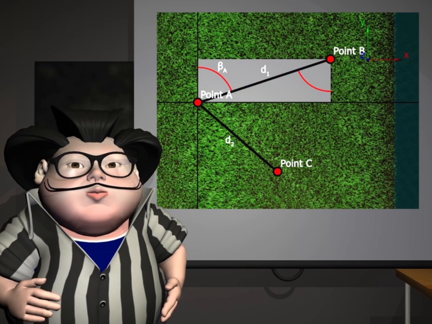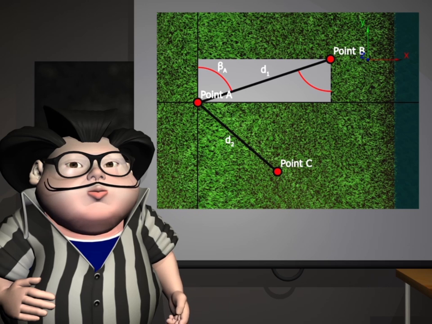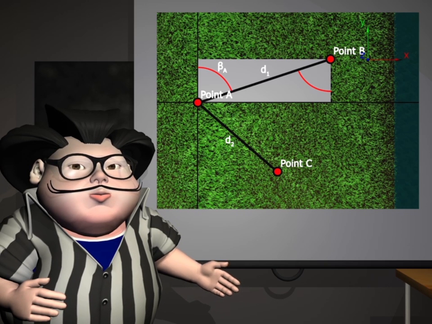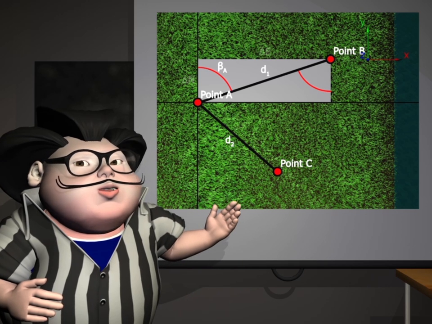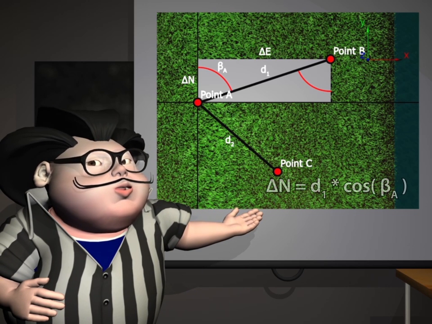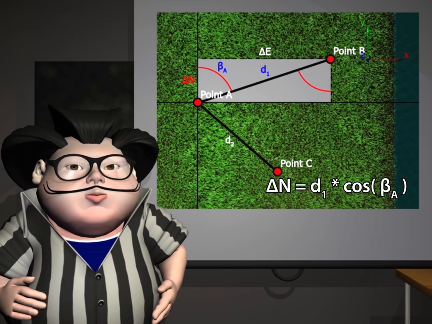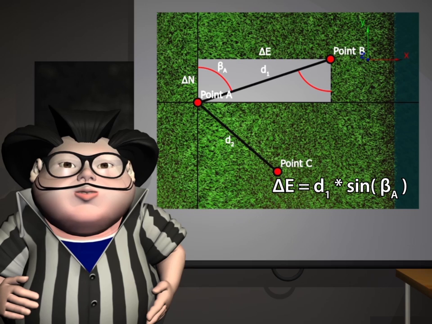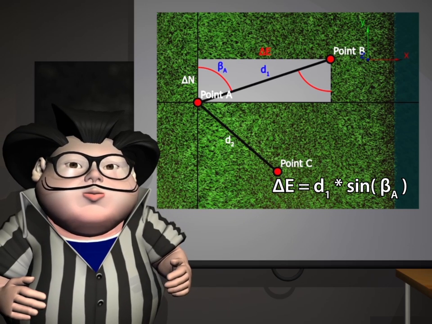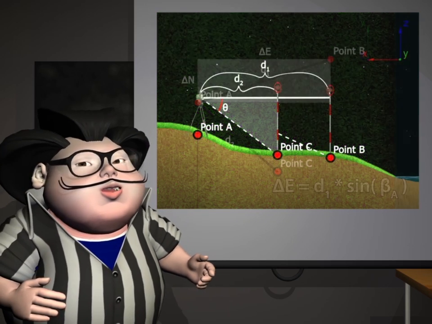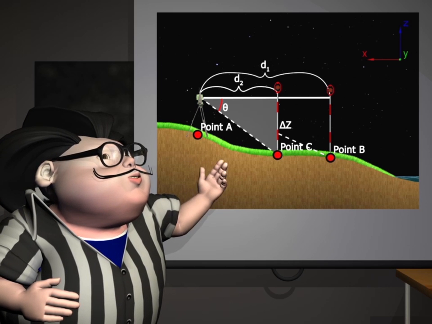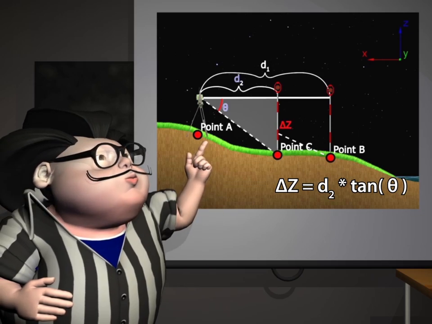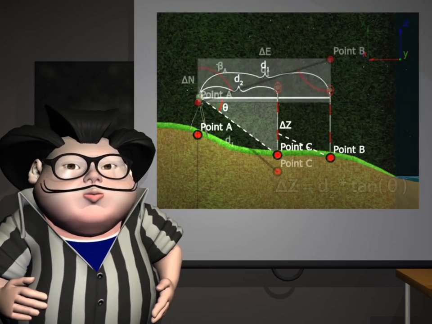Using the triangle rule, two identical triangles exist and can be used to calculate the coordinates of point A. Using trigonometric identities, delta N and delta E are calculated. Delta N is equal to D1 times the cosine of beta A, and delta E is equal to D1 times the sine of beta A. The elevation from point A to point C, delta Z, can be calculated. Delta Z is equal to D2 times the tangent of beta.